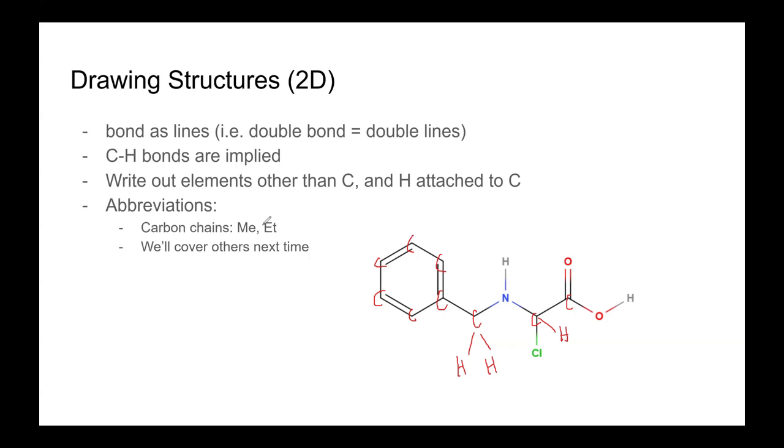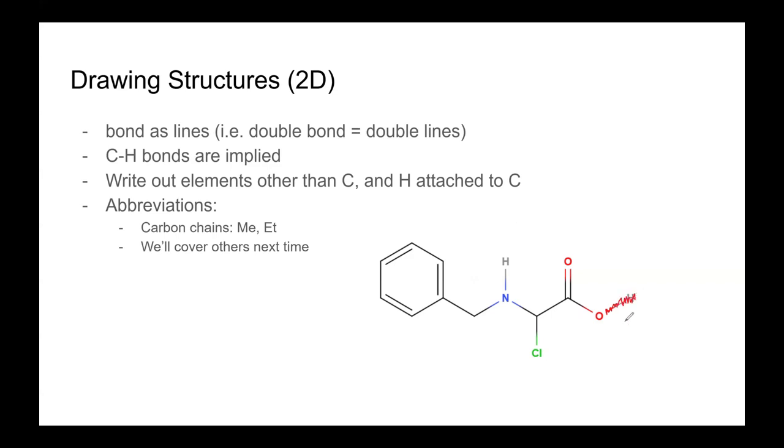So let me just demonstrate how we use the abbreviation. Let's say Et. If I draw something like this, that just means that is the equivalent of drawing this. So this is your CH2 group, and this is your CH3 group. Drawing skeletal diagrams and understanding them really takes a lot of effort and a lot of time as well. So you should really practice.